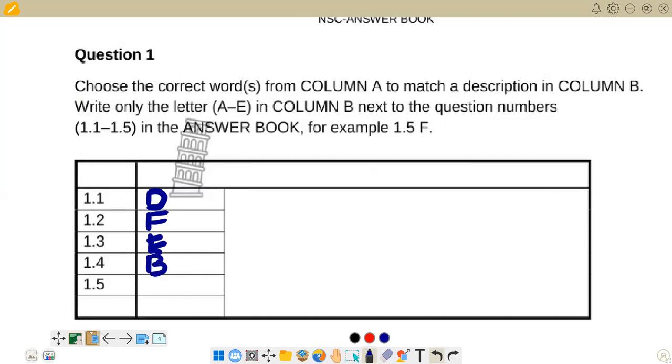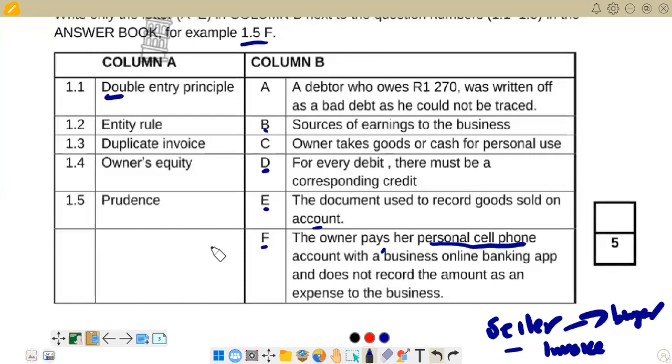Then we go to 1.5. We can go and check again. We have the prudence concept. Basically, the prudence concept explains that we should not overstate profits. That's the main emphasis. It makes sure that assets and income are not overstated, and that provision is made for all known expenses and losses. It also helps stakeholders take informed financial decisions and predict the future prospects of the business.